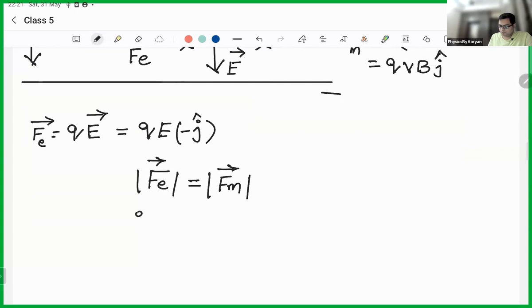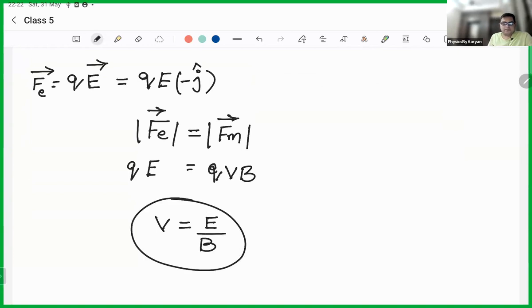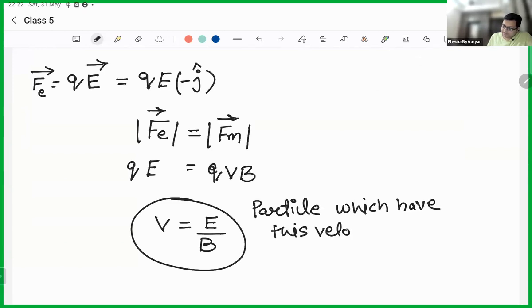Right? So the electric force is QE, and the magnitude of the magnetic force is QVB. Q and Q cancel, so the velocity comes out to be E by B. So all the particles which have this velocity, E by B, will go undeflected.